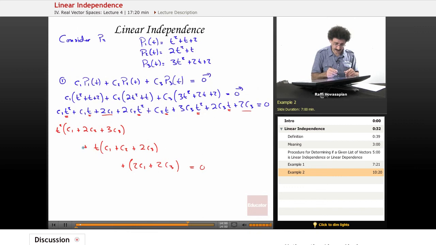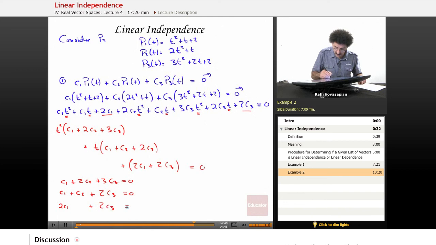Well, again, that means this is 0, this is 0, this is 0. That's what this system is. Because everything is 0 on the right, all of these have to be 0 in order to make this left side 0. So I get c1 plus 2c2 plus 3c3 equals 0. We want to be able to see everything here. c1 plus c2 plus 2c3 is equal to 0. Then 2c1 plus 2c3 is equal to 0.